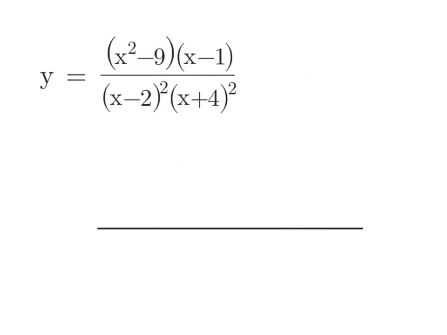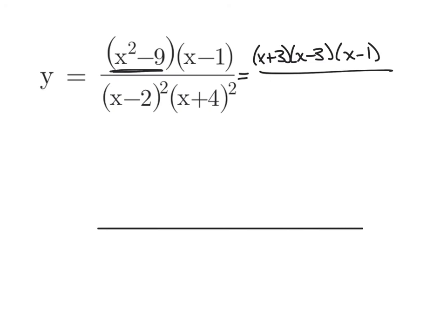All right, here we got one that looks pretty intimidating. In fact, even when we start looking at it, it looks like it's all ready to go. However, we still got this thing that needs factored. So we got to continue, factor it a little bit more, and we'll have x plus 3, x minus 3, times x minus 1, all in the numerator. And in the denominator, we'll have x minus 2 squared times x plus 4 squared.